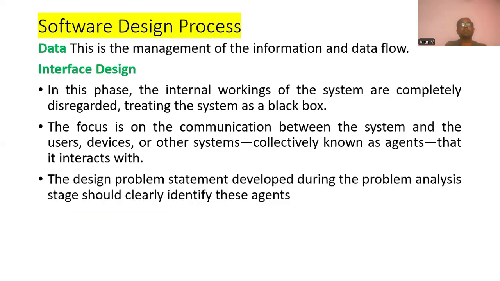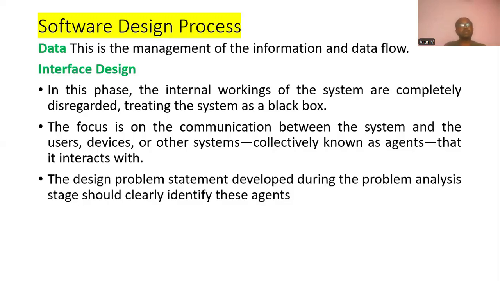Okay, let us see the different levels of the software design process. Before that, another element is data management, the information and data flow, like input and output from system to system. Interface design tells how communication happens between the system and the user, the system and the device, and the system and another system. Collectively, we call these agents. System and user, the term is agent. System and device, the term is agent. System and other system is called an agent.